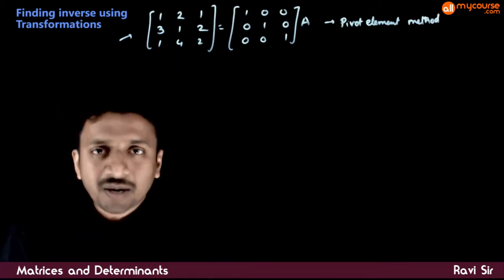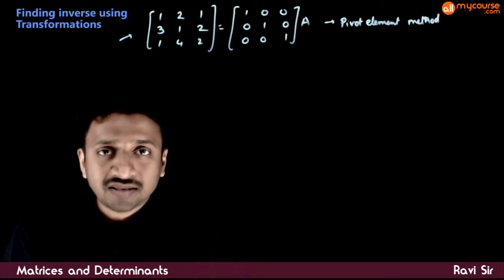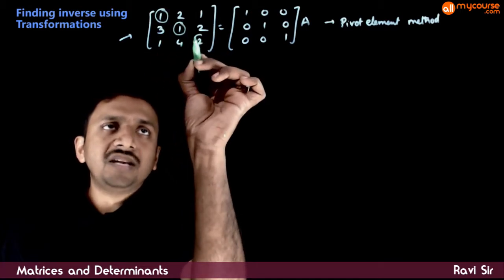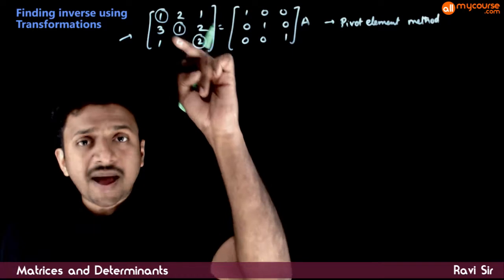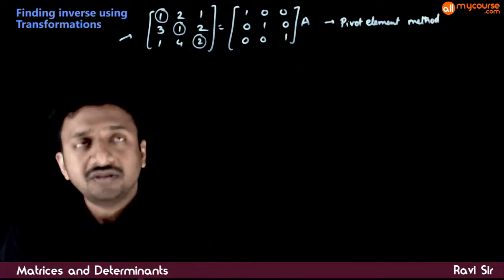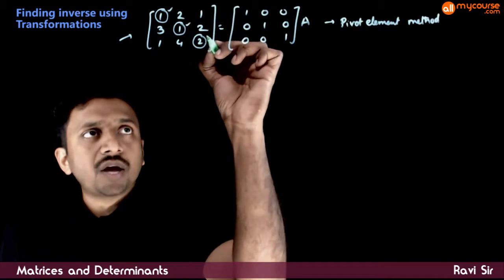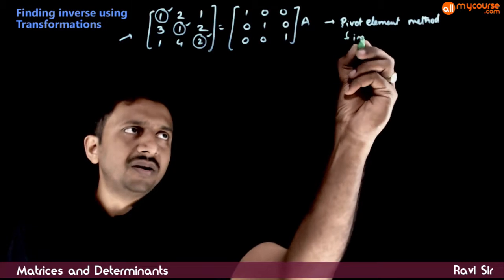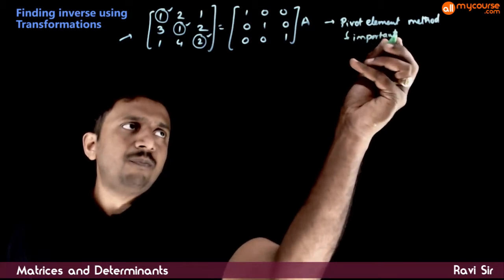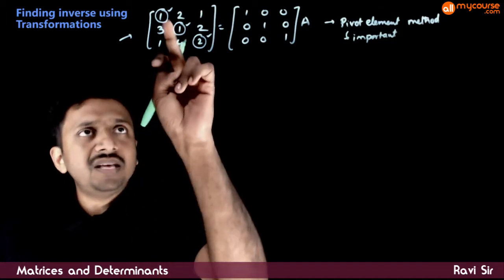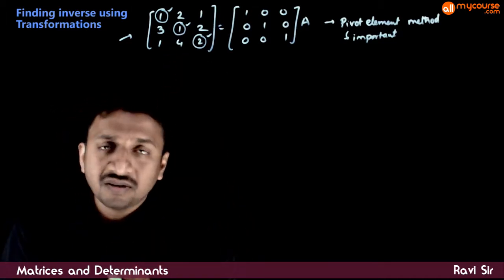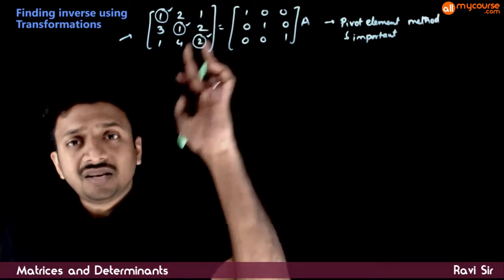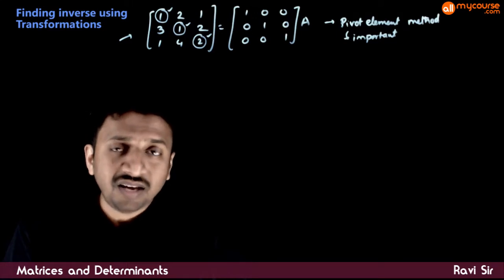So let us use pivot element method. So let us try to understand this. First, the diagonal positions. These 3 positions are called pivot positions. Pivot means important in English. So these 3 positions are called pivot elements or pivot positions, and using numbers in these 3 positions, we'll find the inverses.